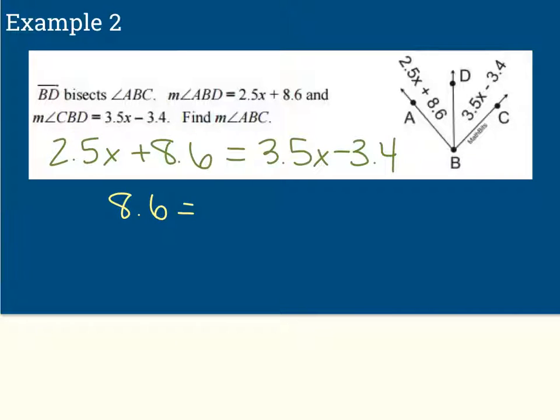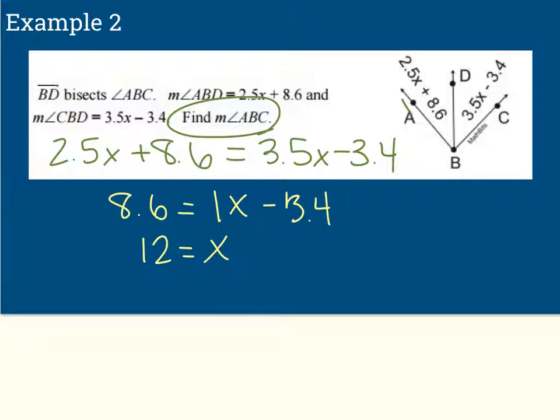Again, we're going to do our algebra here. So I'm going to subtract 2.5x from both sides. I get that there. Now I'm going to add 3.4 to both sides. So that's going to give me 12 equals x. So I know that x equals 12. And go back to your problem. We're looking for the measure of ABC.